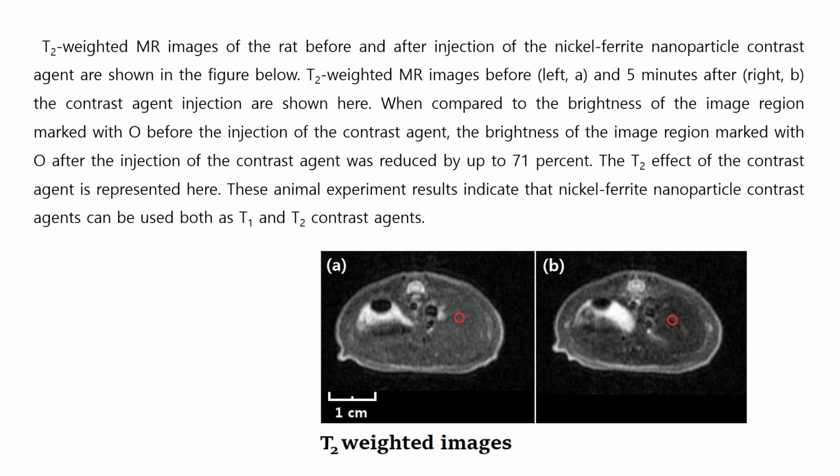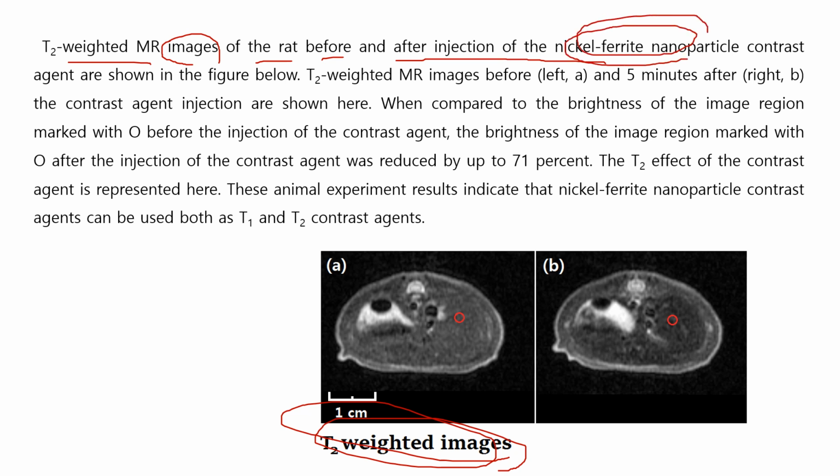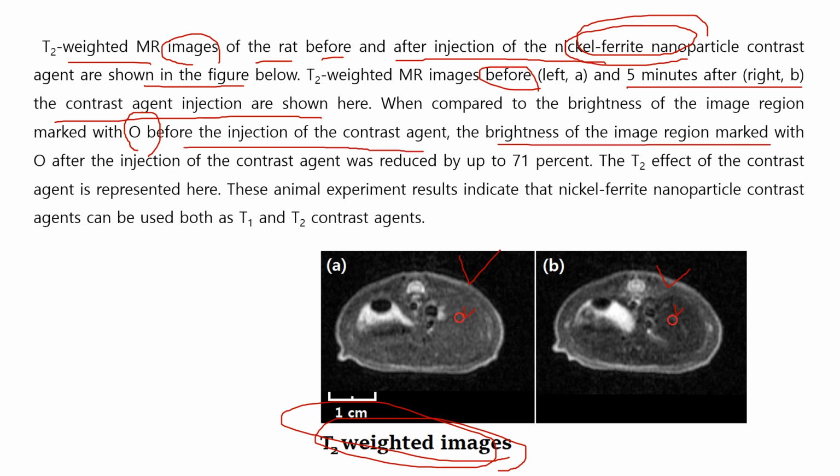This image shows the T2 weighted images. T2 weighted MR images of the rat before and after injection of the nickel ferrite nanoparticle, the same nanoparticle contrast agents, are shown in the figure below. T2 weighted MR images before, this is before, and 5 minutes after the contrast agent injection are shown here. When compared to the brightness of the image region marked O here, before the injection of the contrast agents, the brightness of the image region marked with O after injection of the contrast agent was reduced by up to 71%.